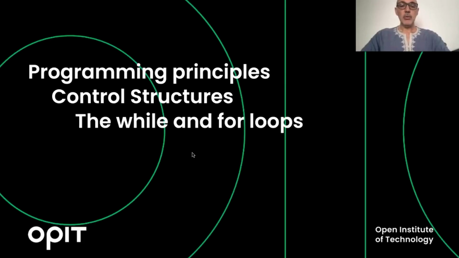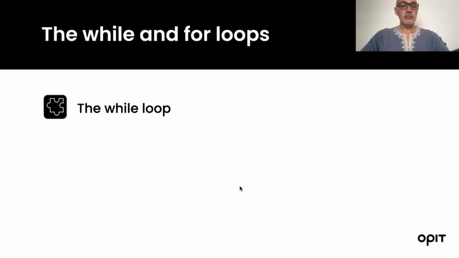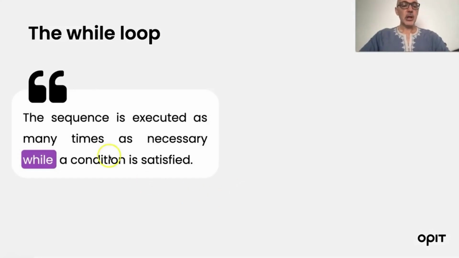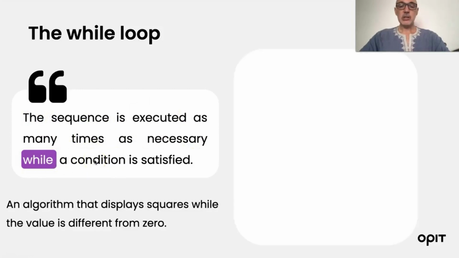We're going to start now the while and the for loops, exactly as we have seen in algorithmics. The outline is very simple, starting with the while loop, then the for loop. The while loop, its definition, I remind you: the sequence is executed as many times as necessary while a given condition is satisfied.